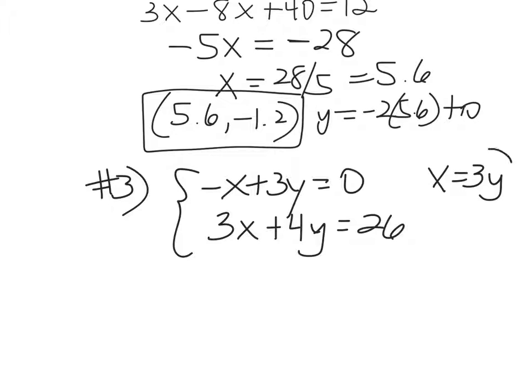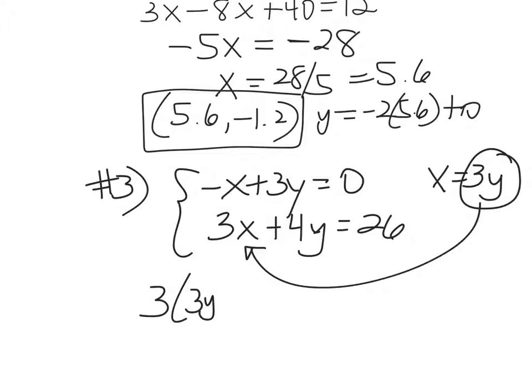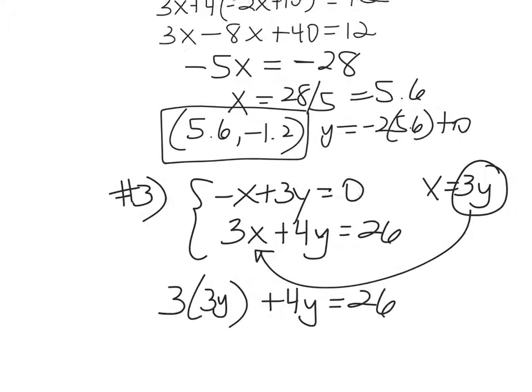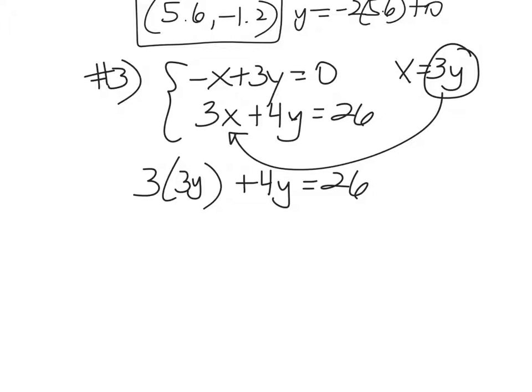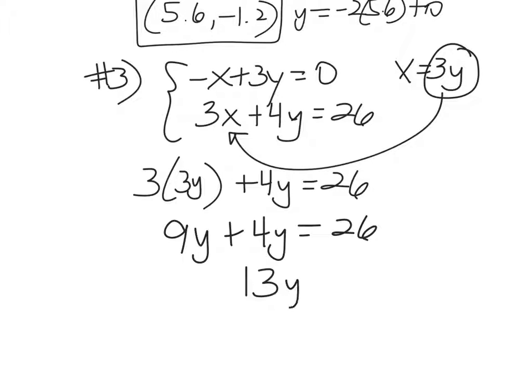It doesn't matter. So for this one, let's take x, which is 3y, and we're going to substitute it into the other equation. All right, so we get 3. Instead of x, x is equal to 3y. So I'm going to write 3 times 3y plus 4y equals 26. This is one of those tricky birds, huh? Okay, and then 9y plus 4y is 26. So 13y is 26, which means y is what?